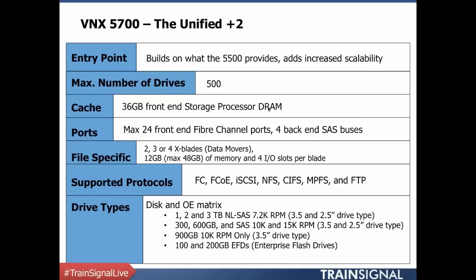5700 is my Unified Plus 2. I'm building on the 5500. Now I'm scaling up to 500 drives, and I'm scaling my cache up to 36 gig, and now I'm taking my ports up from 16 to 24, and I'm increasing my back-end SAS bus. So really the 5700, and you'll see here in the 7500, you're now getting the enterprise. Now, even though EMC sometimes likes to classify enterprise as just a metric, in my opinion and experience, the 5700 and 7500 are enterprise arrays. They're very capable of providing enterprise services to environments out there. From a file-specific perspective, we're now moving to 2, 3, and 4 X-blades that we can provide, and then of course supported protocols and drive types are the same.